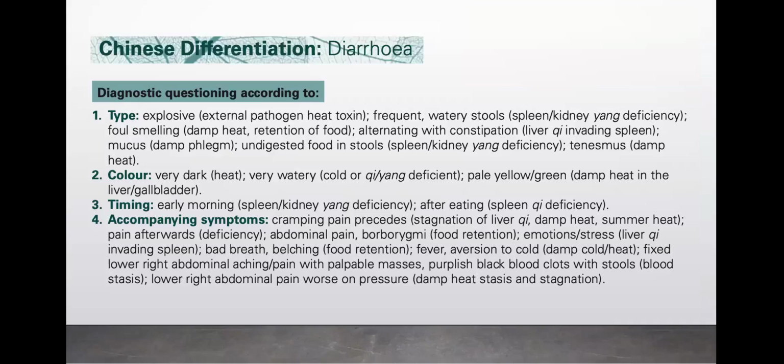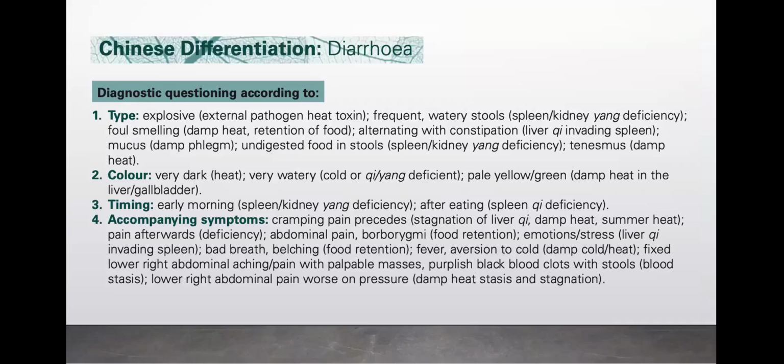Now, the diagnostic question according to the color of the diarrhea: if it is very dark, it's due to heat. If it's very watery, it's cold or qi yang deficient. If it is pale yellow or green, damp heat in the liver or gallbladder.